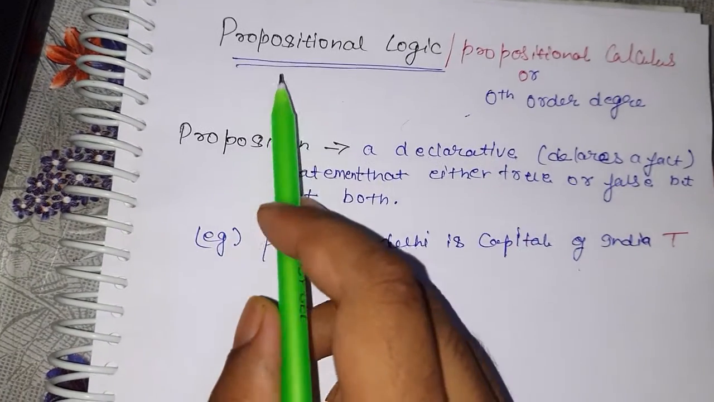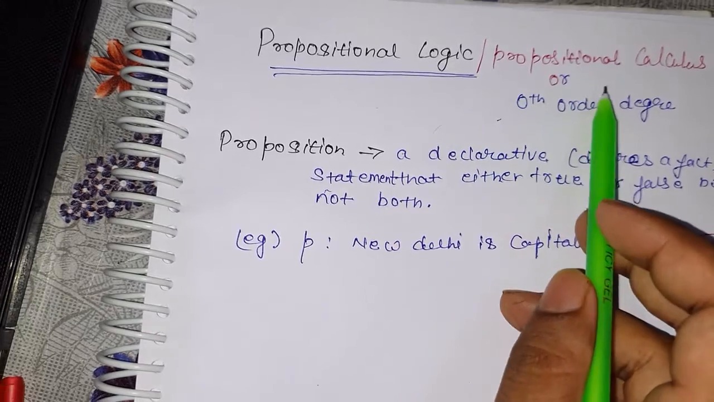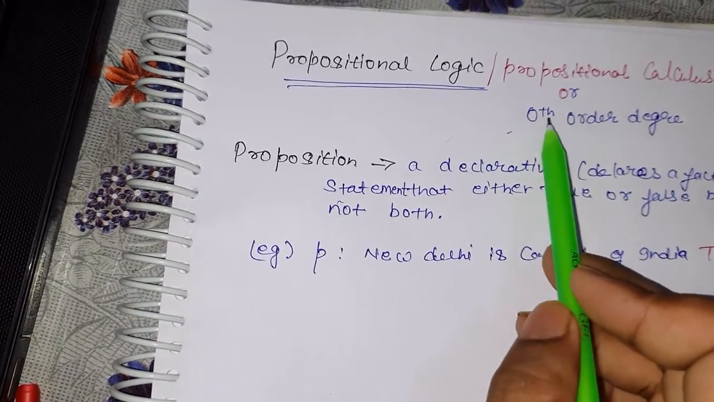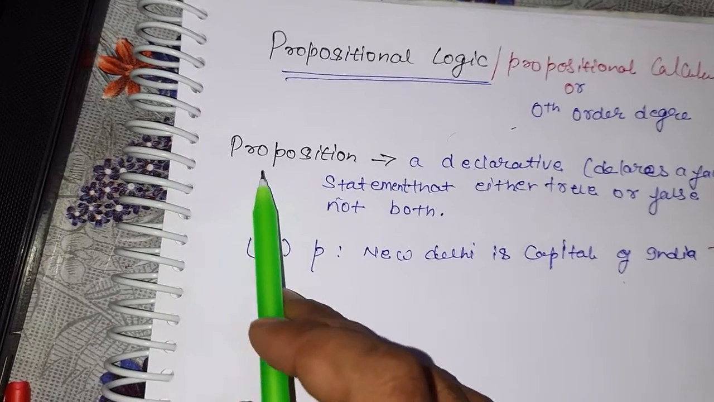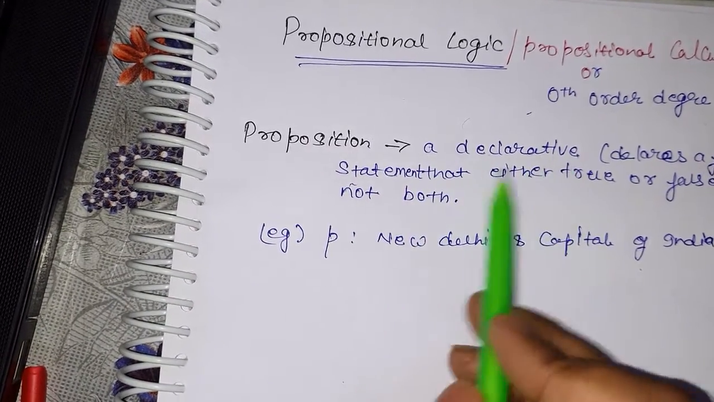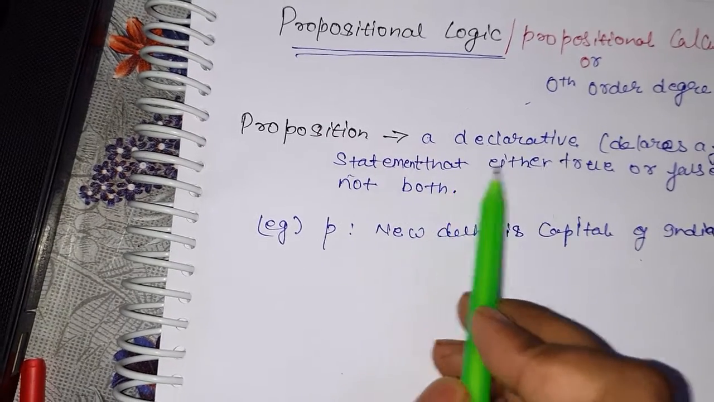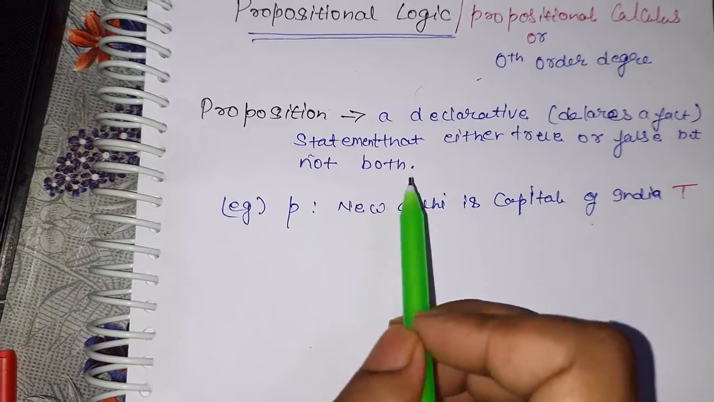Our topic is propositional logic. Sometimes it is also known as propositional calculus or zeroth order logic. Let's first see the definition of proposition. A proposition is a declarative statement that is either true or false but not both.